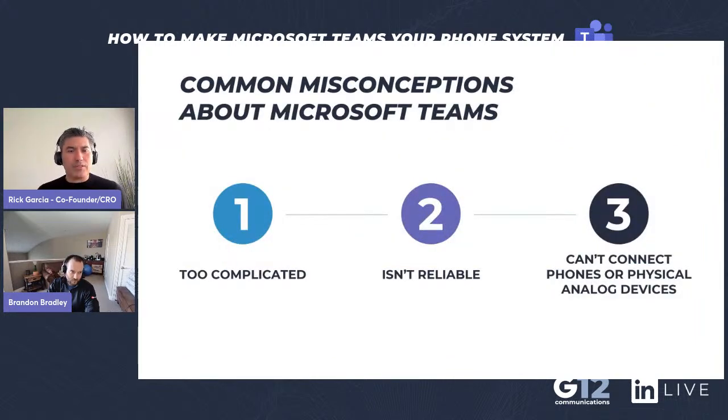Okay, misconceptions. Brandon, let's talk about misconceptions. I'll let you chime in on this "too complicated" one. What do you think about complicated? Is Teams a complicated phone system to deploy, manage, or run?